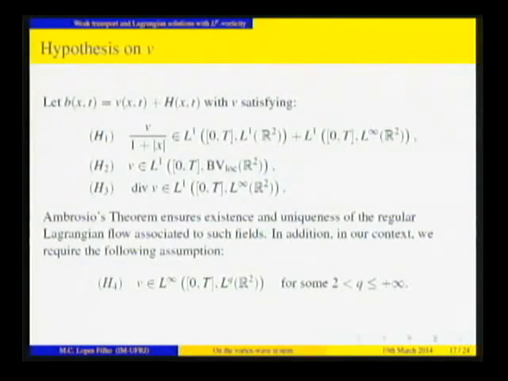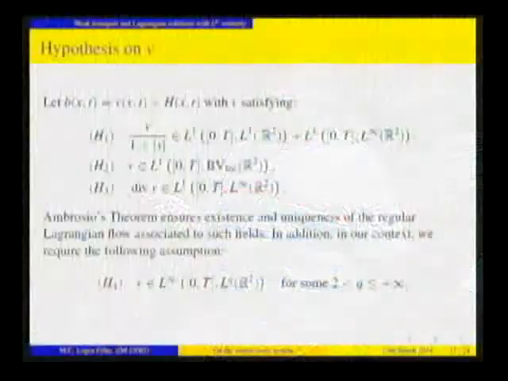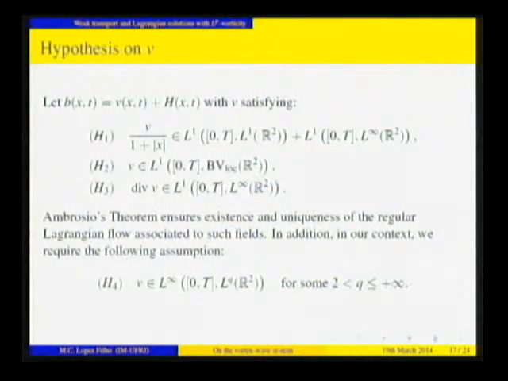So let me just say what the hypotheses are on V. I'm looking at a velocity field that's V plus H. The hypotheses I'm going to put on V are these three, from DiPerna-Lions and Ambrosio. These are the Ambrosio hypotheses: control at infinity, L1 into BV log, and the divergence is L infinity. These are the Ambrosio conditions.